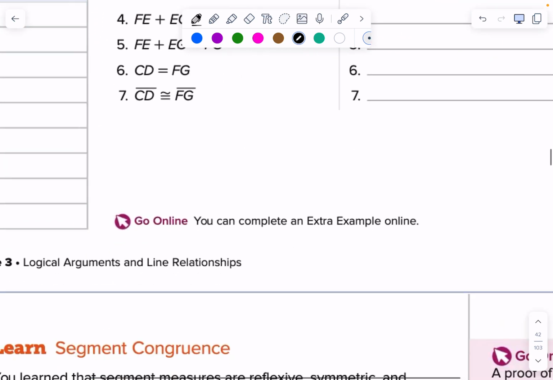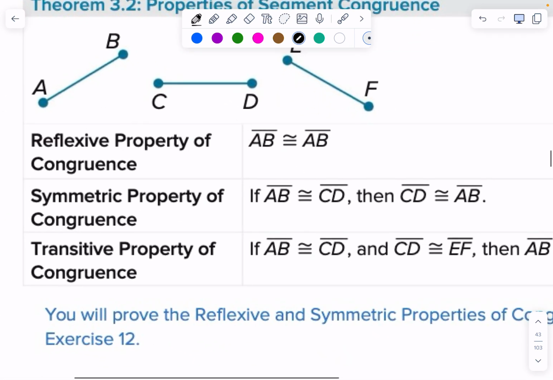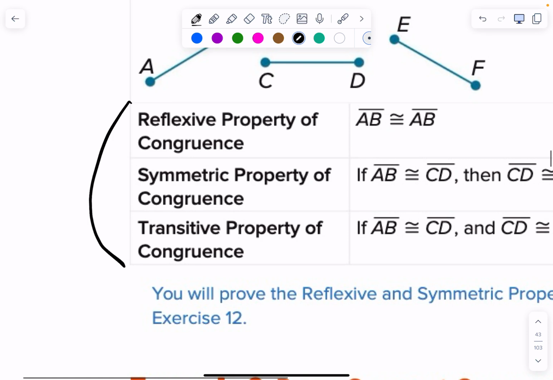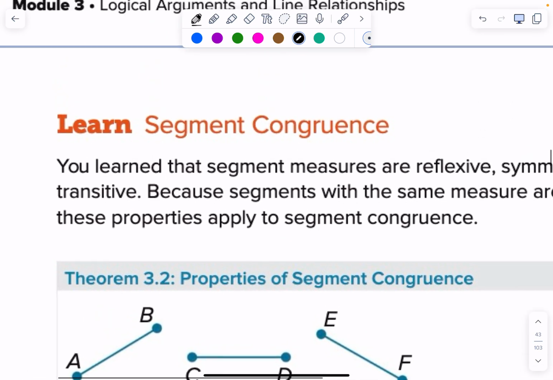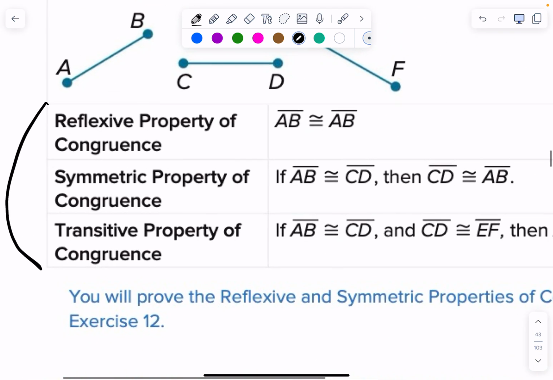All right. Let's go and do, I don't know. Let's look here. Hold on. Okay. We're almost done. Okay, let's look here. It's top of the 2nd page. This is called segment congruence. Okay? All right. Let's look at these things.